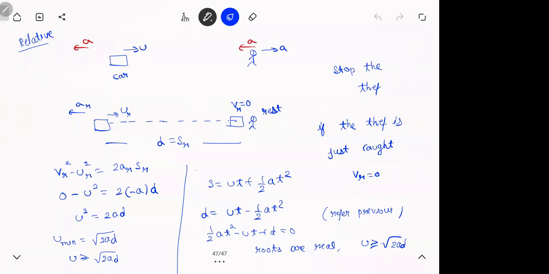Done? I can turn the page. Manoj, clear na? Dhruvi? Okay. Last one.